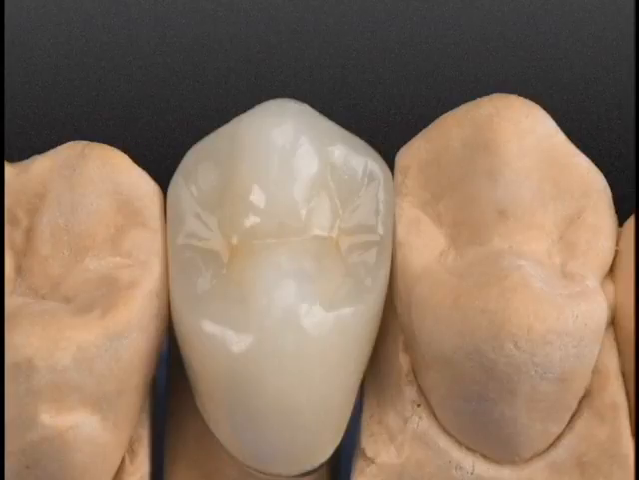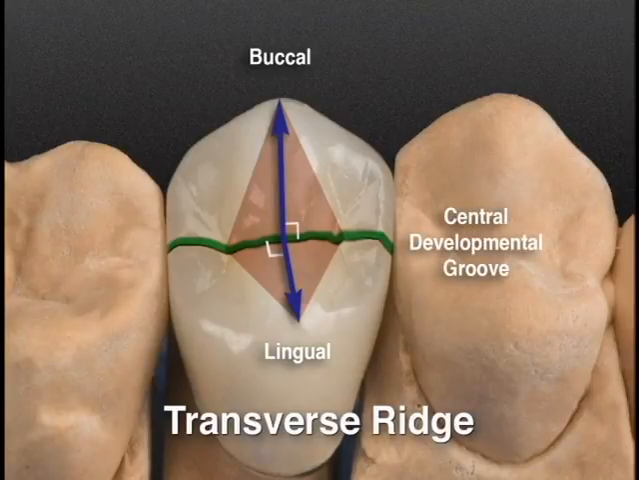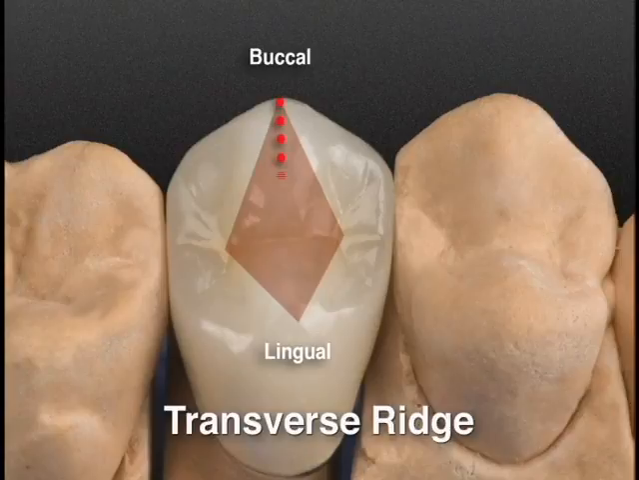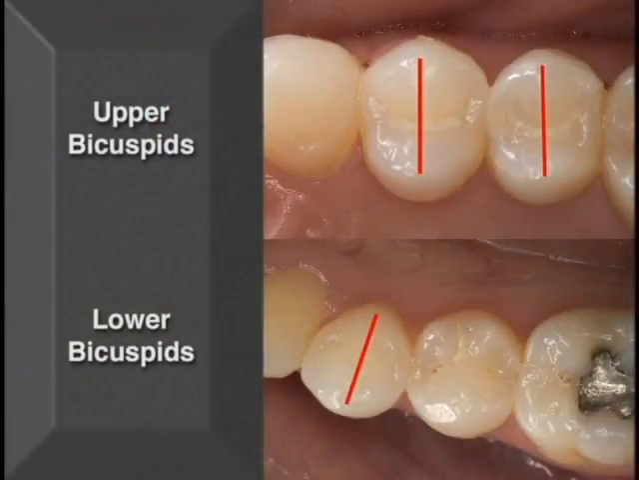On the other hand, transverse ridges are created when buccal and lingual ridges connect perpendicular to the central developmental groove. Sometimes this ridge is nearly uninterrupted as it crosses the occlusal surface. In other cases, it's clearly divided at the central developmental groove. Transverse ridges can be found on both upper bicuspids and on lower first bicuspids.